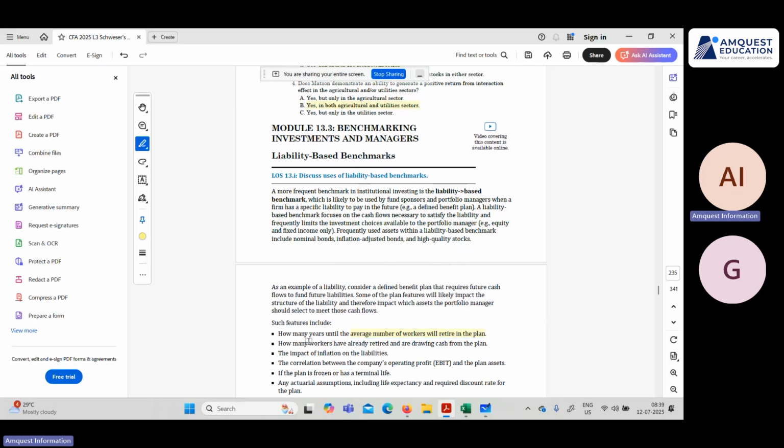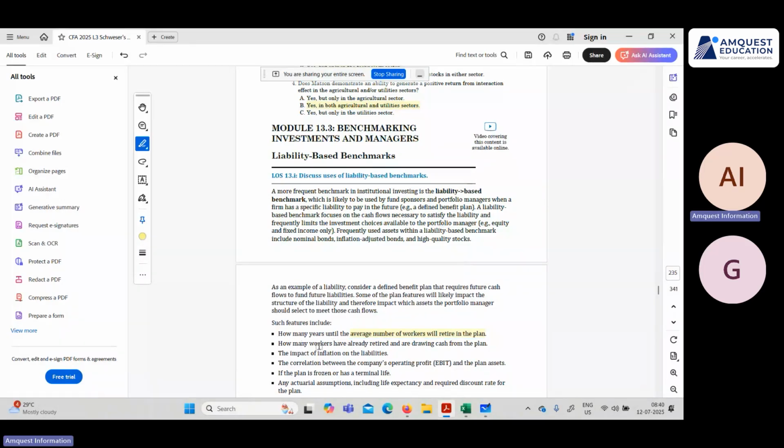Now, how does this matter? If my average age of worker is, let's say, 30 years, it is important that my liability based benchmark should start giving me returns, or I should have liquid money in 30 years. Versus if my average age is 50 years, then I can invest into some long-term investment so that I get my return in 50 years. So this matters a lot, what my average age of workers is.